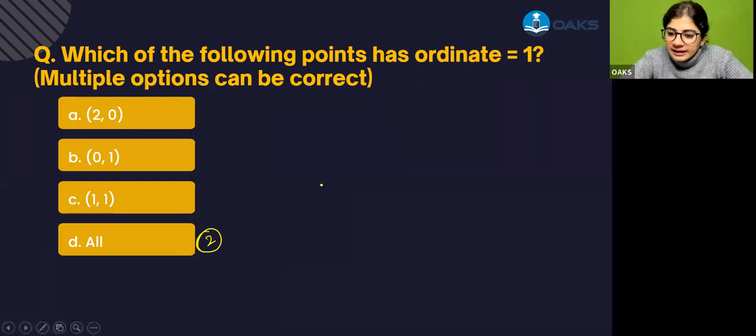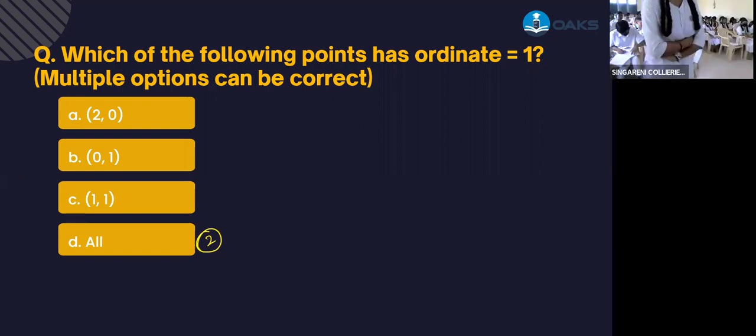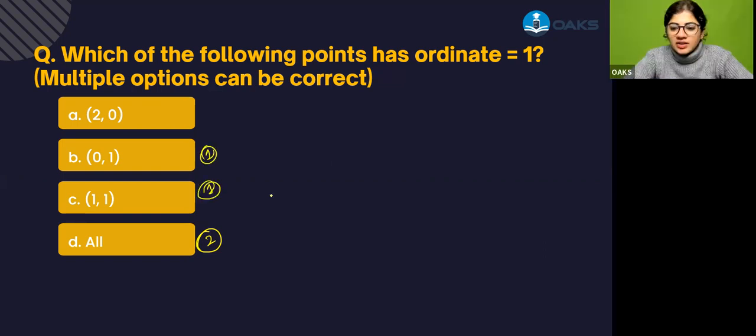Okay. Kindly read the question very carefully. Which of the following points has ordinate equal to 1? Multiple options can be correct. B and C, madam. You are saying B and C, right? Yes, madam. Okay, you can sit down.